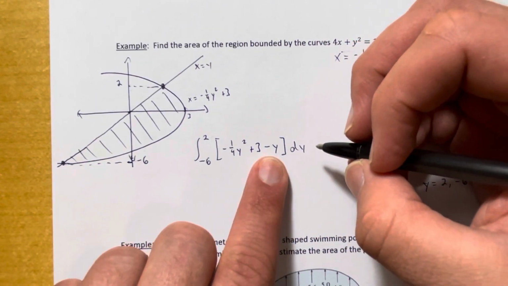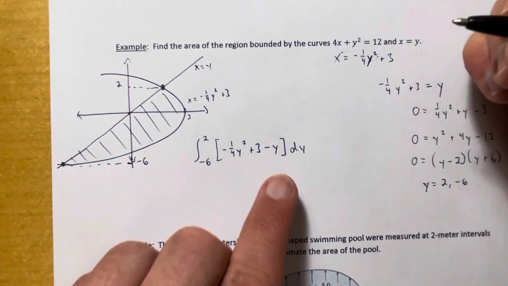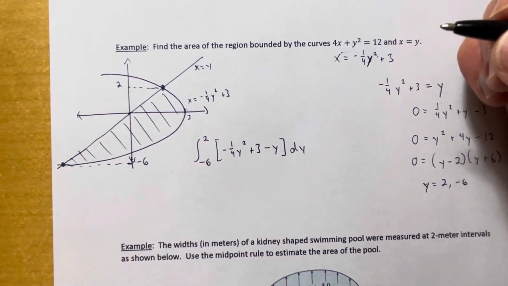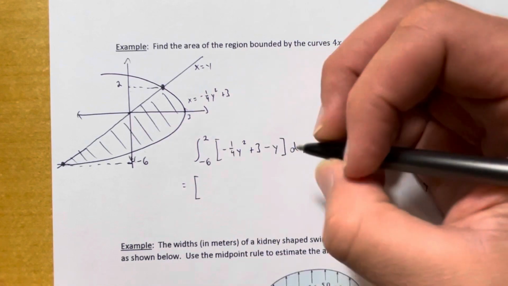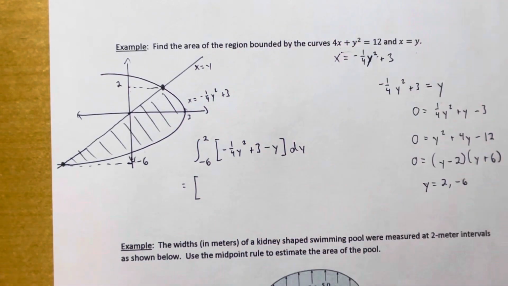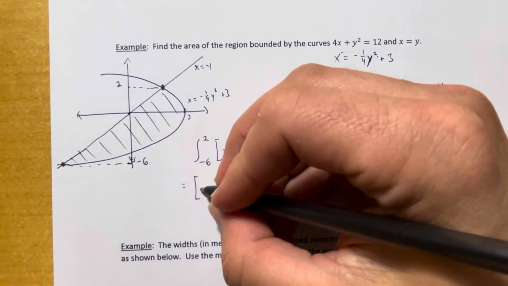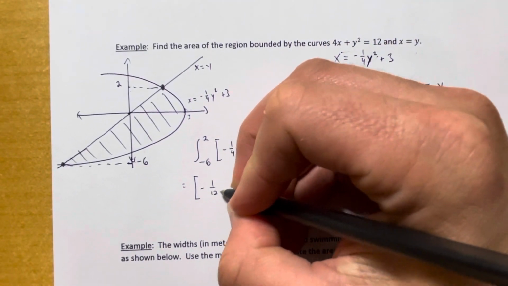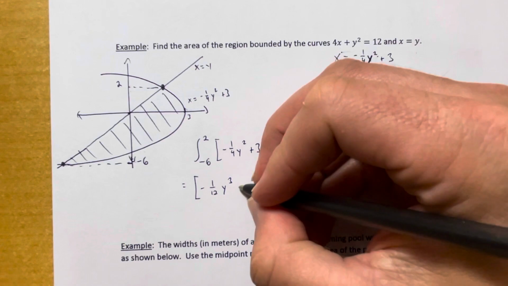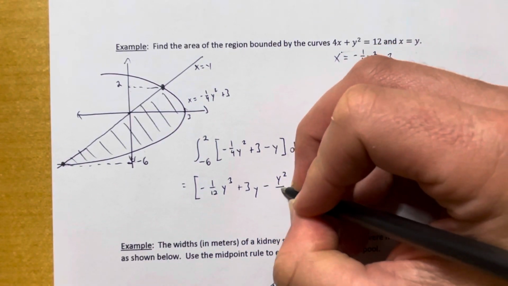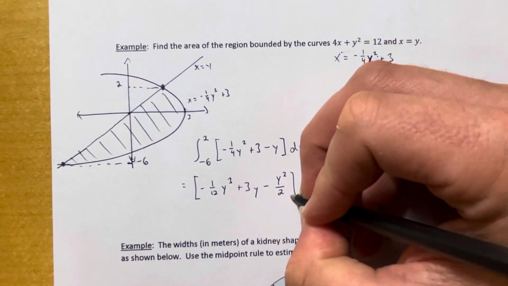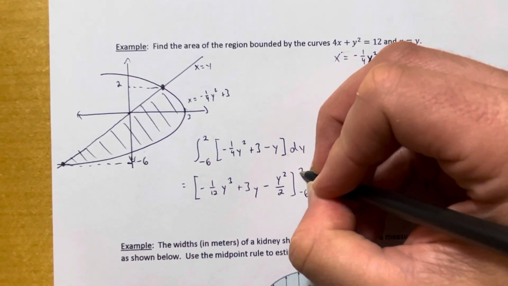Notice I didn't put parentheses around either function because really the one that matters is the second function, and it only had one term. All right, this is straightforward to integrate. So again, it's a polynomial. These are the easiest things to integrate, generally speaking. So I have -1/12 y cubed plus 3y minus y squared over 2. And we go from -6 to 2.